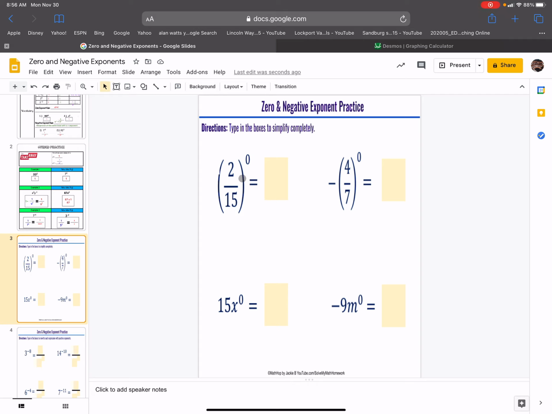So this one's super easy. When I say anything to the 0 power is 1, I mean it is 1. So your final answer here is 1. 2/15 to the 0 power is 1. This one I do want you to see, we'll go to this one.